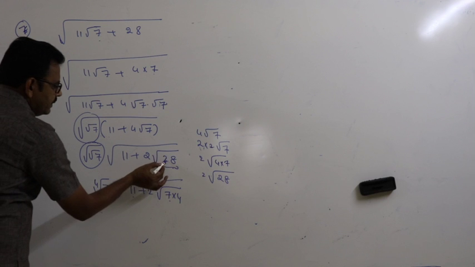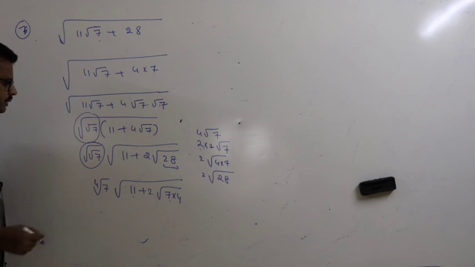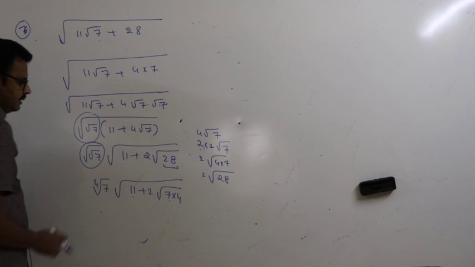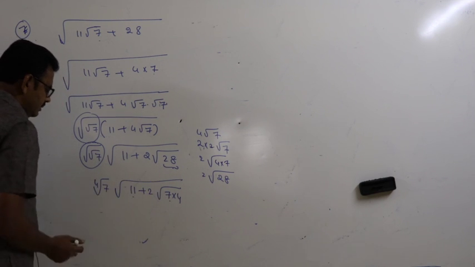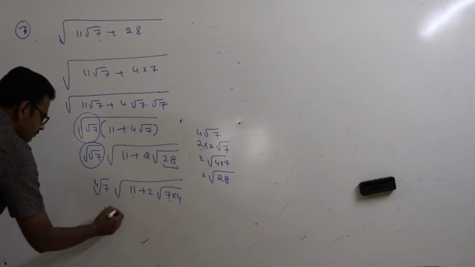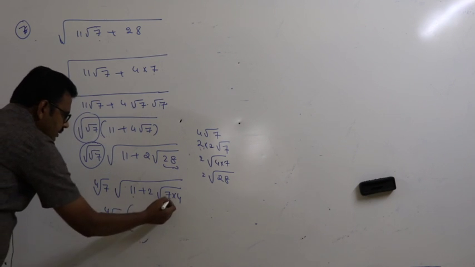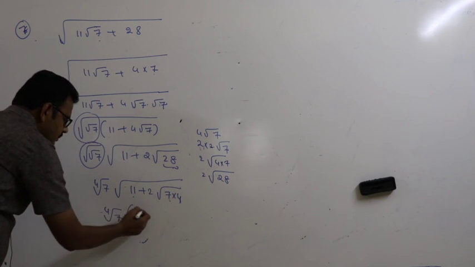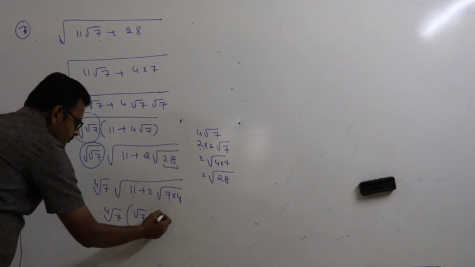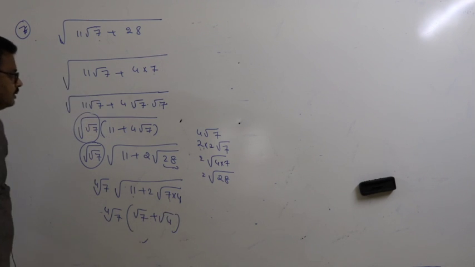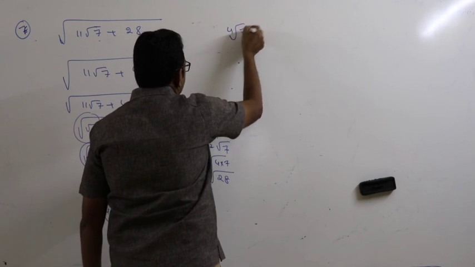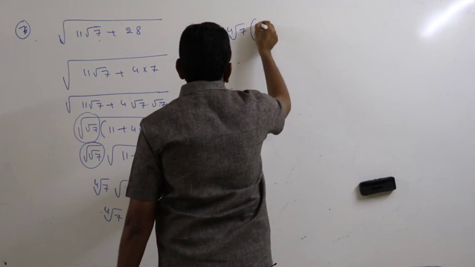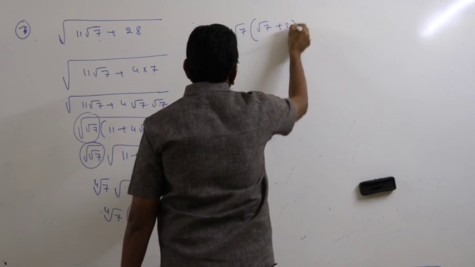There are so many factors. You could write 2 into 14, but the sum is not 11. So if you write 7 into 4, 7 plus 4 is 11. So this is 4th root of 7 into, as we discussed earlier, root 7 plus root 4. That is 4th root of 7 into root 7 plus 2. This is the answer.